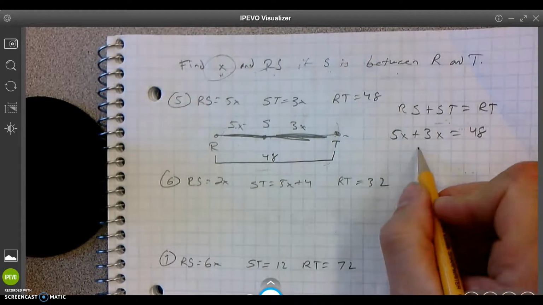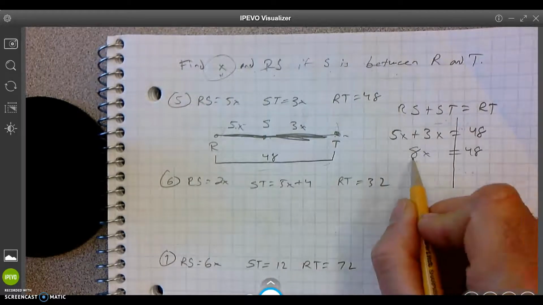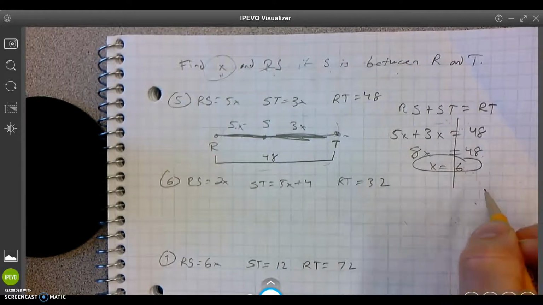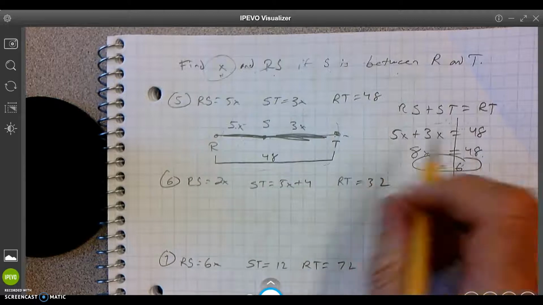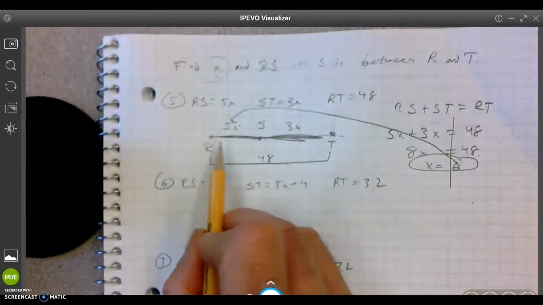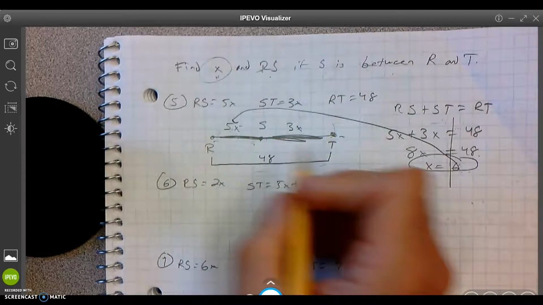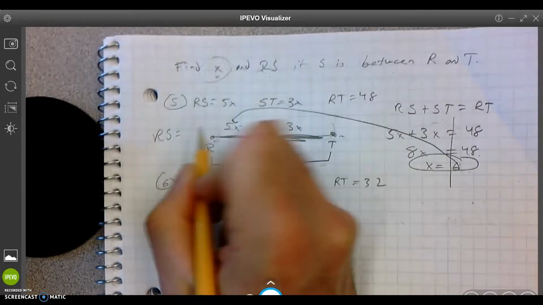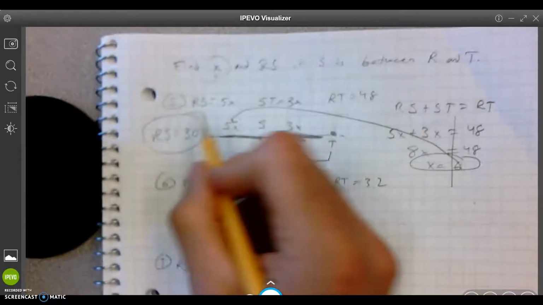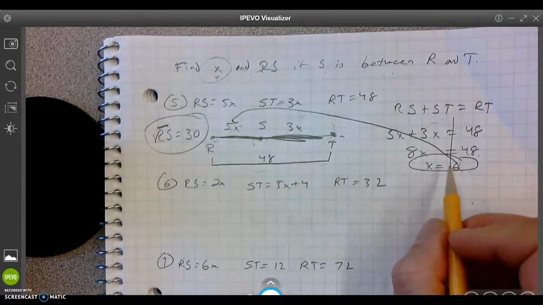5x plus 3x is 8x, combined like terms, equals 48. 8 times what is 48? Yeah, 6. 8 times 6. Okay, so what do we need to do? Find RS. That's the last thing. So, here's RS. 5 times 6 is going to be 30. RS equals 30. Any units? Nope, no units for this one. So line segment RS is 30 and x is 6.